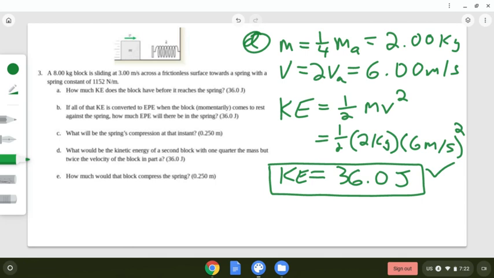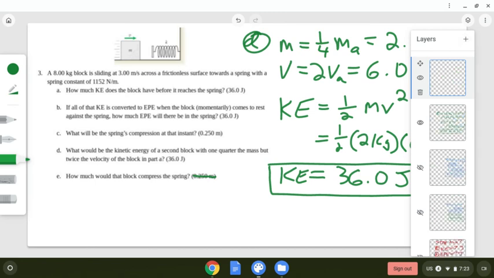Now let's think for a second before we go into part E. How much will this block compress the spring? Well, once again, all of the kinetic energy we have is going to be converted into elastic potential energy. So maybe you can kind of see where this is going, even if you didn't already see the answer right there. But yeah, let's try to do this. So we're starting with a kinetic energy of 36 joules.